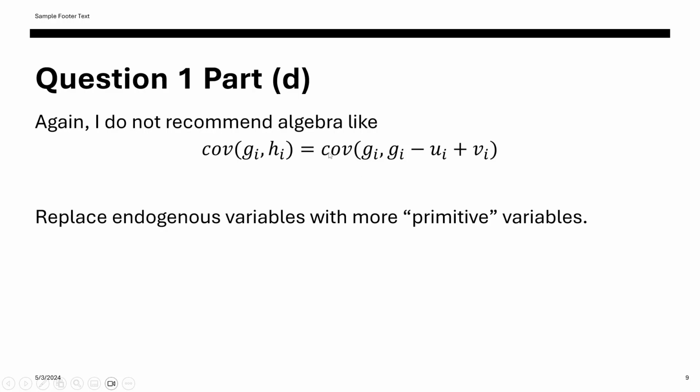This is not wrong, mathematically correct, but as I said again, this is not the right way of analyzing this covariance, right? You would like to analyze how G and H behave, then you have to investigate how they are generated. What are the underlying variables? So I don't recommend this. Replace G with the structural equation and H with the structural equation. I would explain this as replacing the endogenous variables with more primitive variables, like more underlying structural fundamental variables.